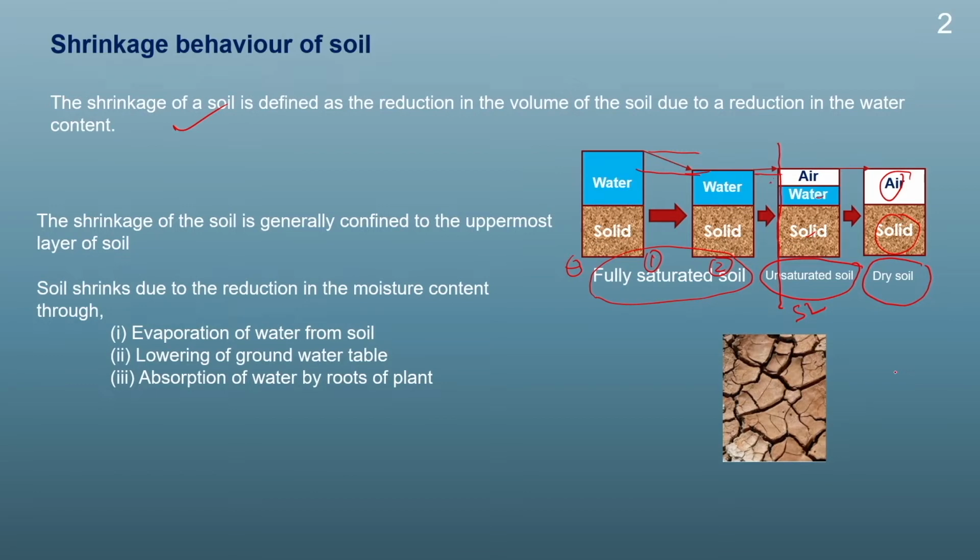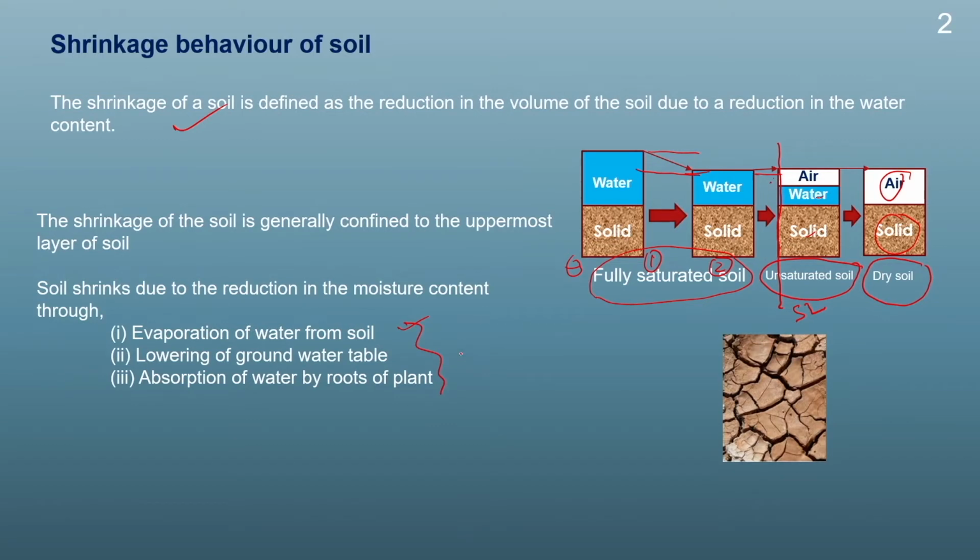The shrinkage of the soil is generally confined to the uppermost layer of the soil, and this decrease in the water from a soil can be because of these reasons. The soil shrinks due to the reduction in the moisture content, and this moisture content reduction can be due to the evaporation of the water from the soil, due to the lowering of the groundwater table, due to the absorption of water by plant roots.